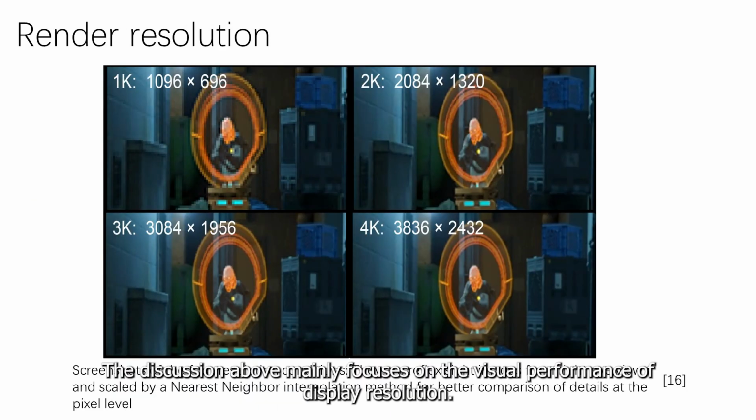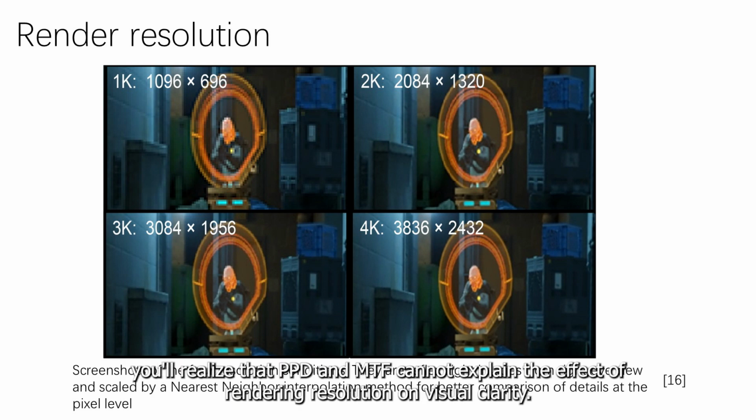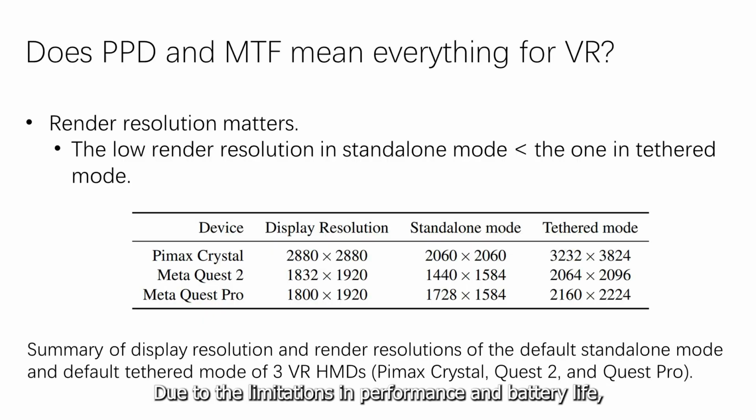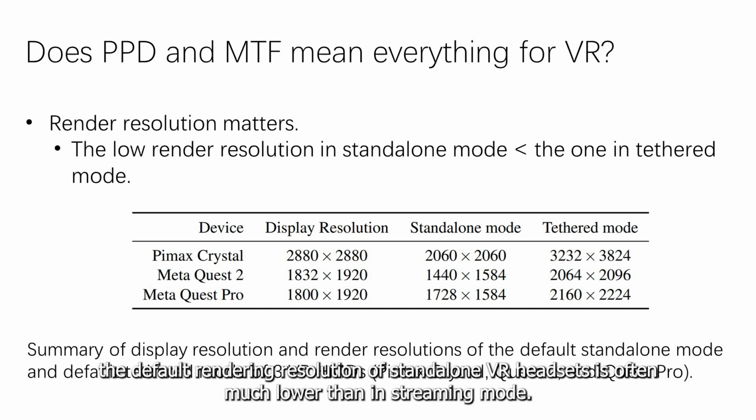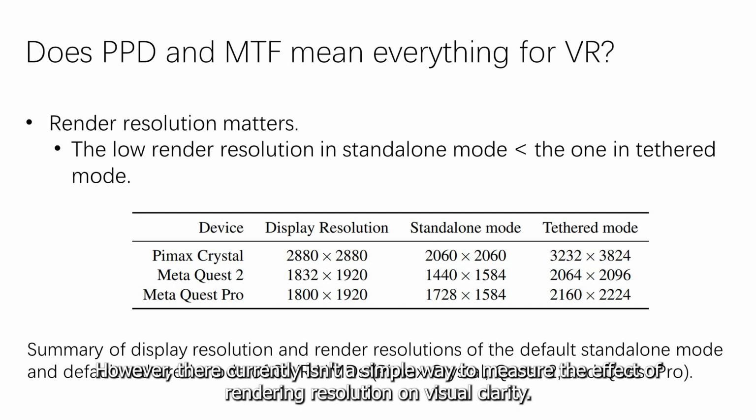The discussion above mainly focuses on the visual performance of display resolution. But if you recall the comparison made at the beginning between display resolution and rendering resolution, you'll realize that PPD and MTF cannot explain the effect of rendering resolution on visual clarity. Due to the limitations in performance and battery life, the default rendering resolution of standalone VR headsets is often much lower than in streaming mode. In PC VR and streaming, users can set the rendering resolution themselves. However, there currently isn't a simple way to measure the effect of rendering resolution on visual clarity.